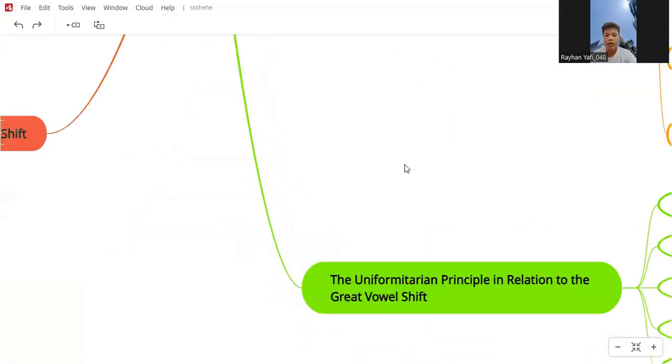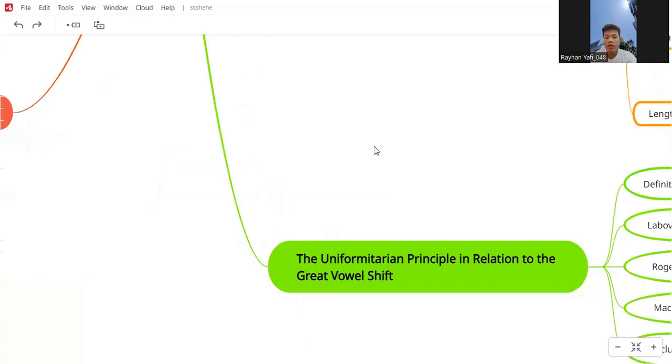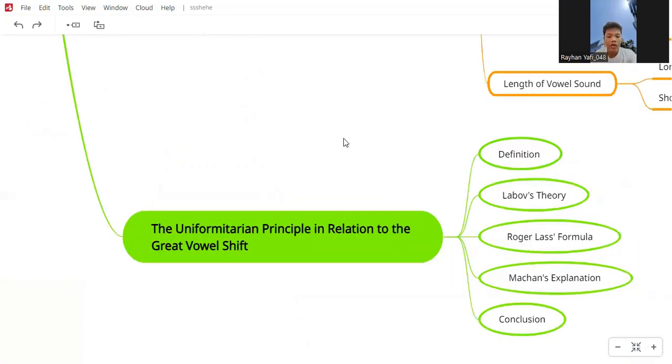Okay, so in the next material, the uniformitarian principle in relation. So what is the uniformitarian principle? Basically, this principle states that knowledge of processes that operated in the past can be inferred by observing ongoing processes in the present. As we know, Labov had a theory that speakers were emulating the sounds they heard in the prestigious varieties of English, just as there is evidence of this occurring in present-day English. According to Machan in 2003, page 12, Labov's explanation is an example of the application of the uniformitarian principle.